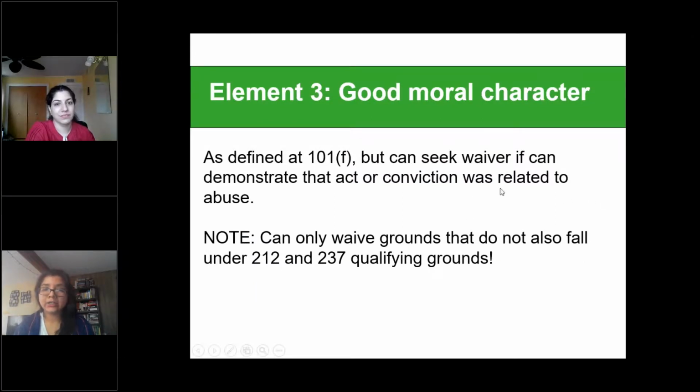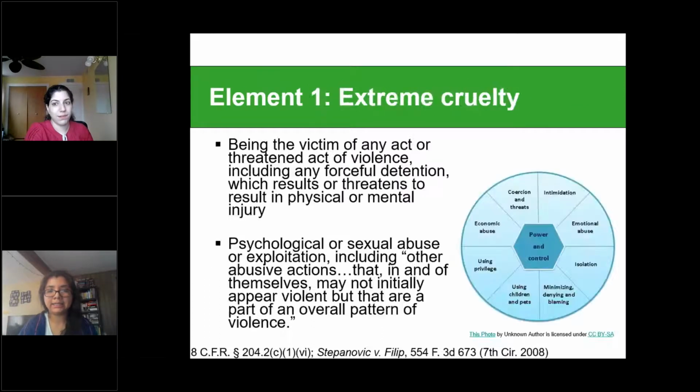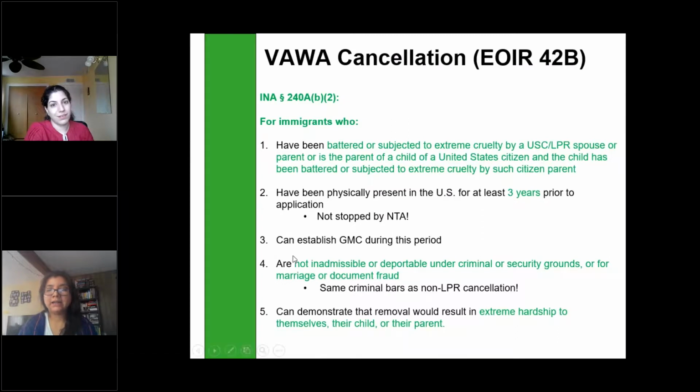Good moral character. So think back on the discussions that we've had for good moral character for non-LPR cancellation and how you can help meet that element. And then the fourth element is not inadmissible or deportable under criminal or security grounds. So think back about separating the good moral character from the criminal bars that would bar someone from VAWA cancellation or non-LPR cancellation.